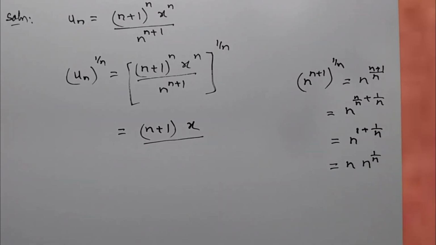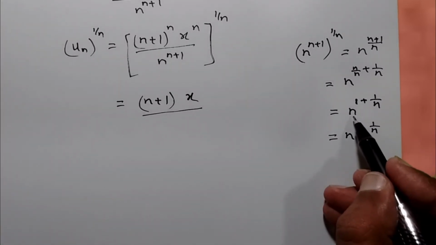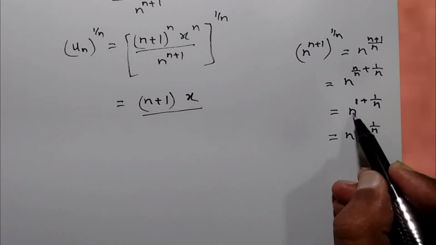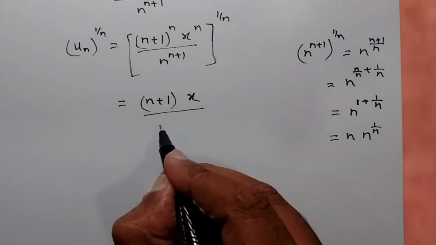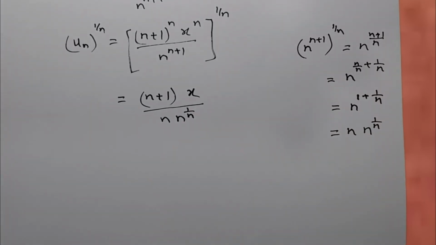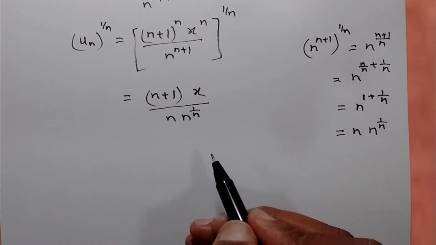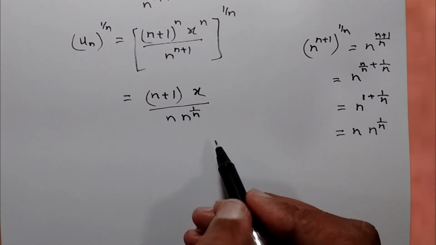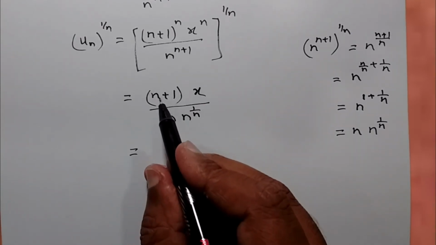So n power of 1 will be n, again n power of 1 by n. Just using laws of indices, you can separate it. N power of 1 plus 1 by n can be written as n power of 1 is n into n power of 1 by n. So I can write this value to be n into n power of 1 by n. Now I have simplified this one, or if you want to further simplify this expression, in that case you can take n common from here.